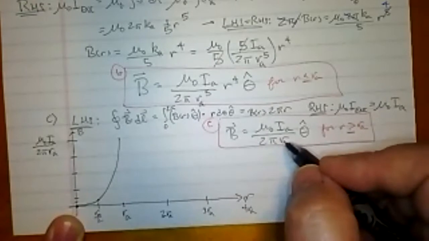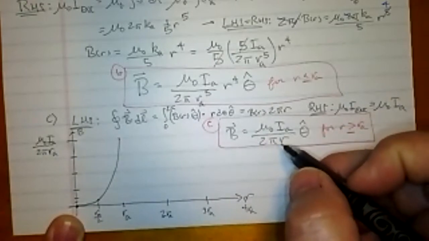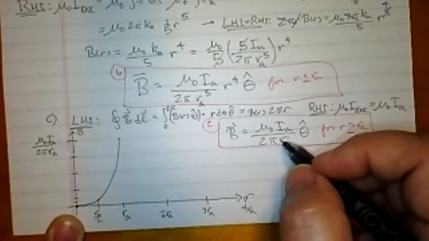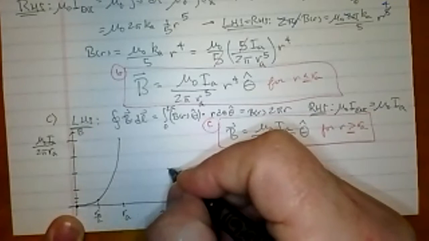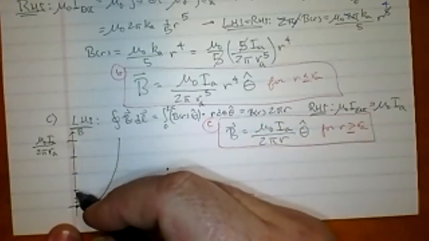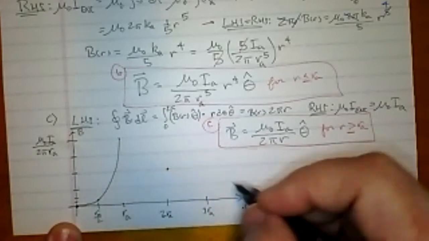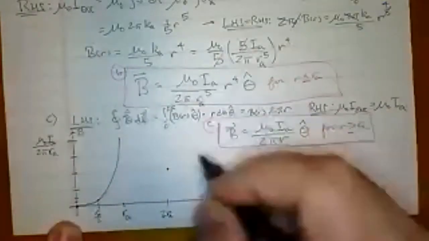But if I go to R equal to 2RA, say, then you see it's going to drop down to 1/2 of the value, which is right about here. And if I go down to 1/4 of the value, then it's going to drop down to 1/4, which would put it right about here. So you can see this function goes like 1 over R.